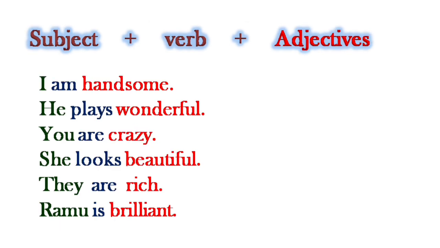Then next type of structure is subject, verb and adjectives. Here subject we can use the nouns, pronouns and places, things, names. Then verb, already told you, helping verbs, action verbs we can use. Then adjectives. Adjectives means the describers we have to use here. For example, I am handsome. He plays wonderful. You are crazy. She looks beautiful. They are rich.